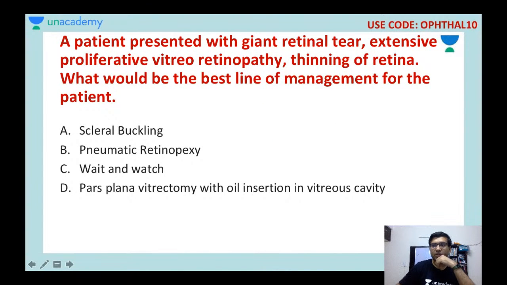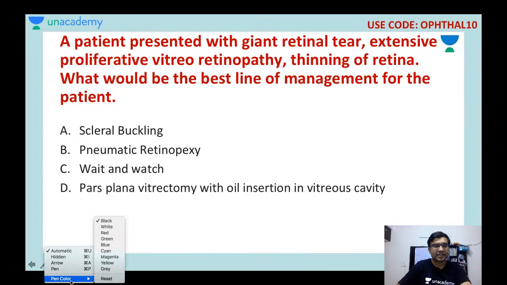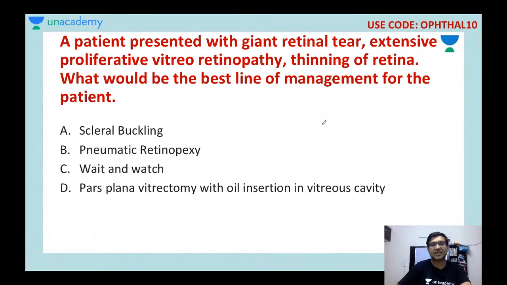Okay, so let's move to our next question. A patient presented with a giant retinal tear, excessive proliferative vitreoretinopathy, thinning of the retina. What would be the best line of management for the patient? Your options are scleral buckling, pneumatic retinopexy, wait and watch, pars plana vitrectomy with oil insertion in the vitreous cavity. Try to answer.